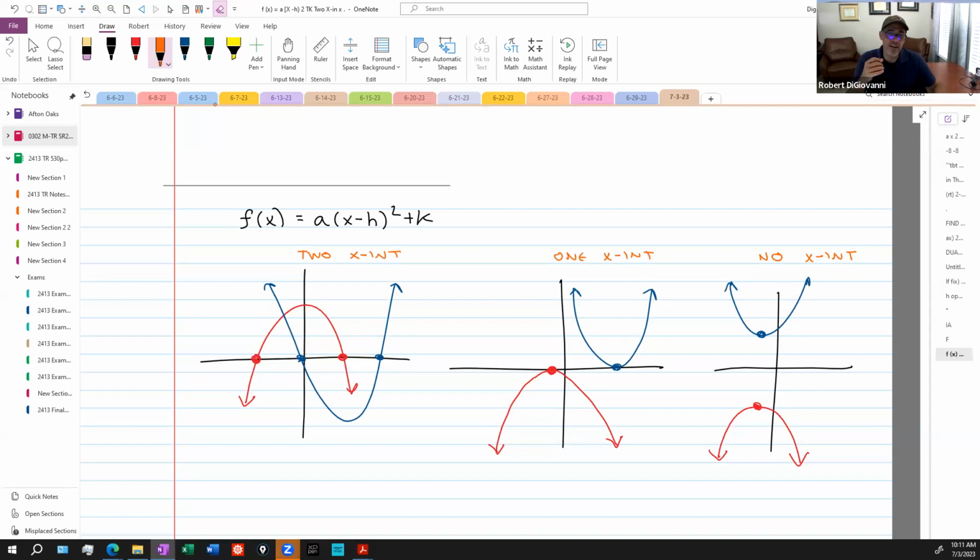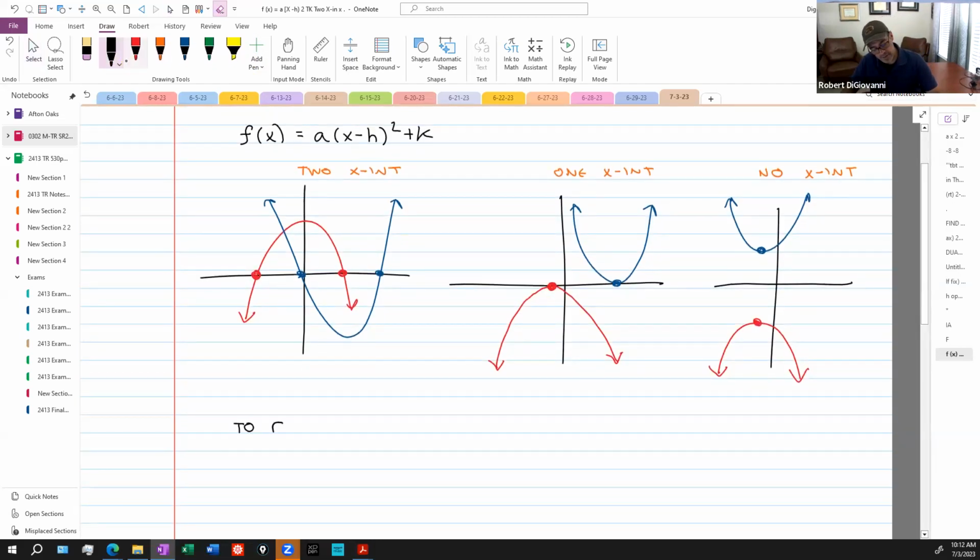Is it possible to have three? If the shape is a U, right? If it looks like a U, there's no way that you could hit the graph more than twice. So with all parabolas, you always have either two, one, or no x-intercepts. The question for us now is, how do you find them?